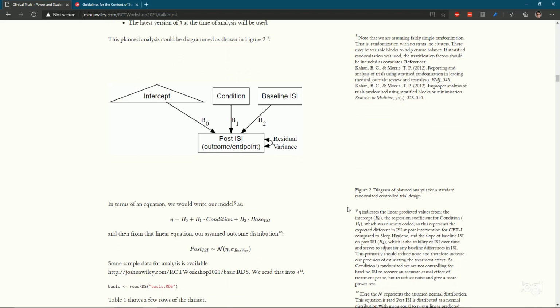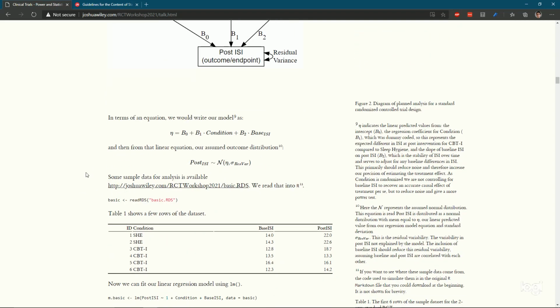In terms of an equation, we could write our model out like this. We've got our linear predictor part. This is a basic linear regression equation. Eta here is our linear predictor: intercept, regression slope for condition, which is just the difference between the CBTI and sleep hygiene at post-intervention, and the slope for baseline ISI. And then from that linear regression equation, our assumed distribution is saying that post-intervention insomnia severity symptoms follow a normal distribution, with mean equal to whatever's predicted for that particular person, eta, and a residual standard deviation, which is the standard deviation of the residuals.